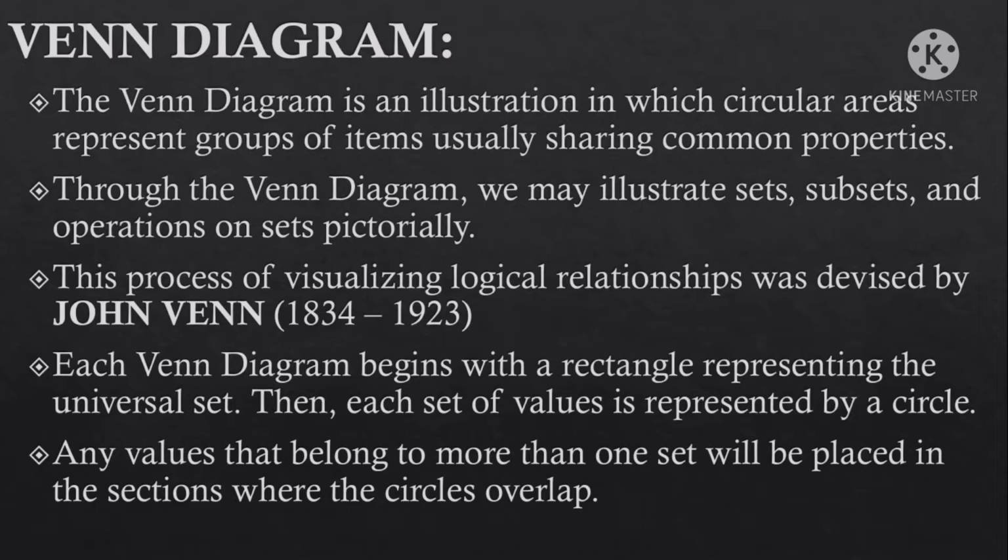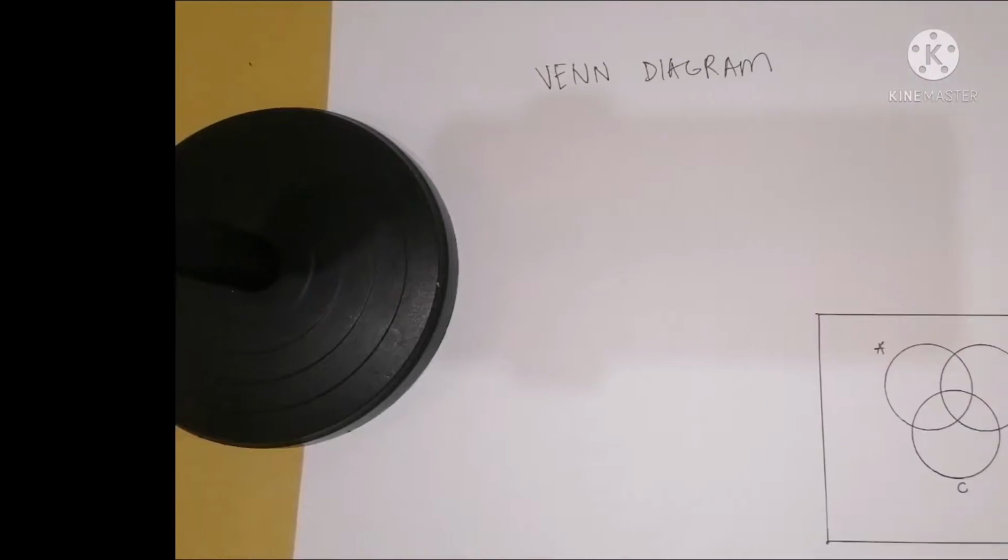Each Venn diagram begins with a rectangle representing the universal set. Then, each set of values is represented by a circle. Any values that belong to more than one set will be placed in the sections where the circles overlap. Let us now watch this video.